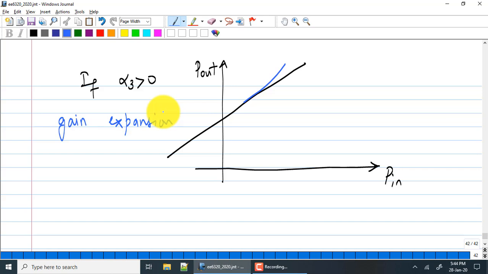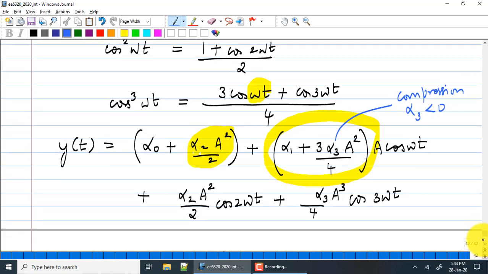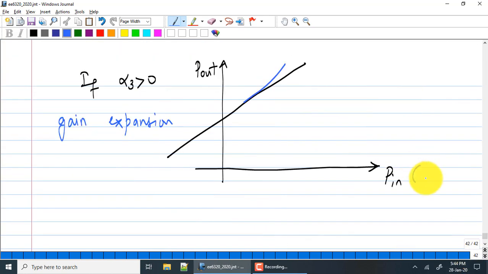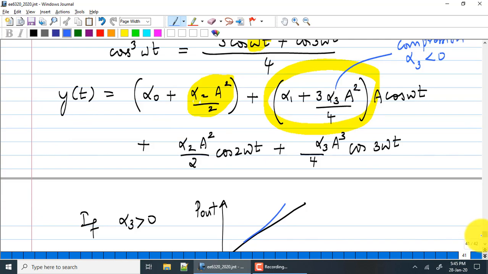Okay? Now what will happen? Will it continue to increase? So remember that P in is a function of A cos omega t. So literally you are varying A. And the second term is 3 alpha 3 A squared by 4. As A increases, it's parabolic, right? So it will increase. This is a log-log plot, dB versus dB, so it will go up. But can it continue to go up?